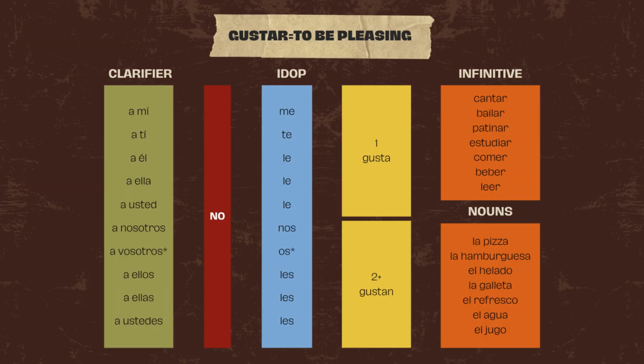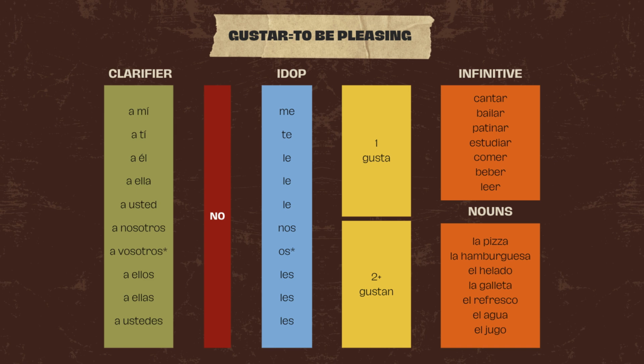Here is the formula we learned en clase. The optional no, if you are saying you do not like this activity, would go after the clarifier and before the indirect object pronoun. Then you would add gusta if you are talking about an activity using an infinitive verb, or if you are saying you like one singular thing. You would only use gustan if you were liking multiple nouns. Finally, the end of the sentence is the thing being liked.